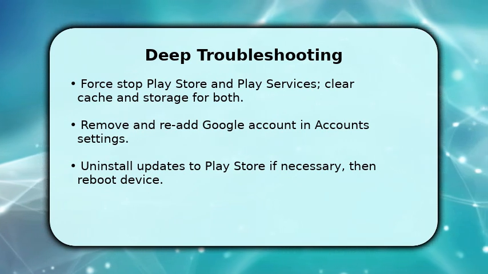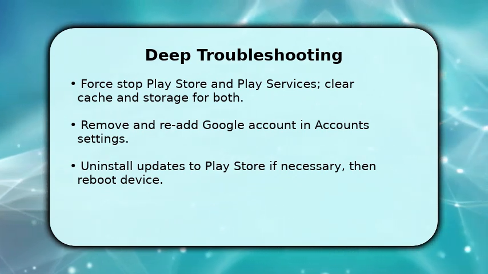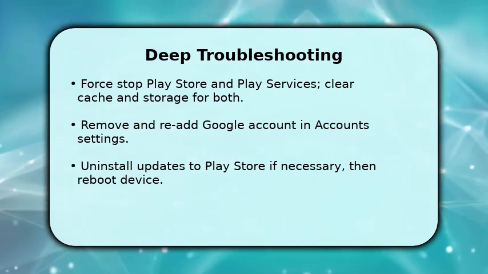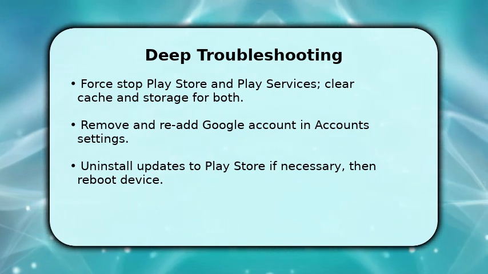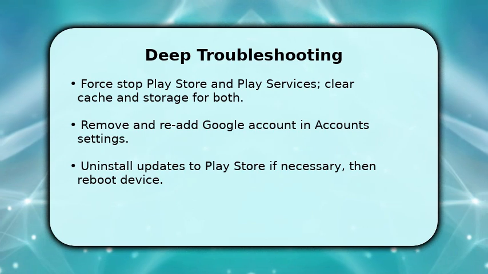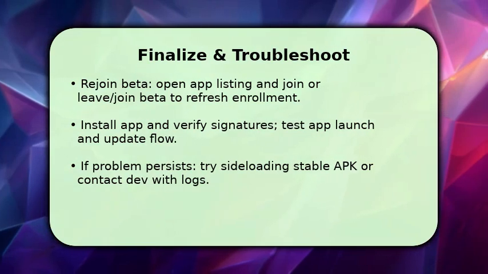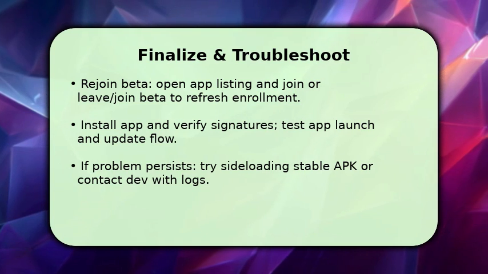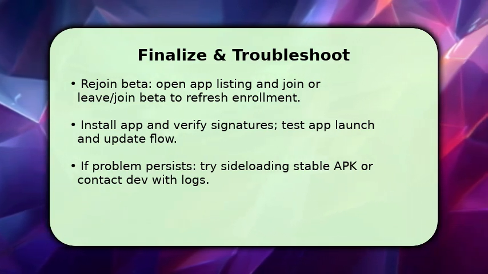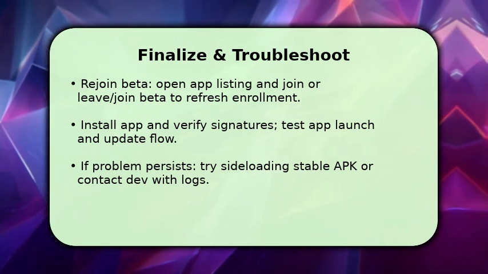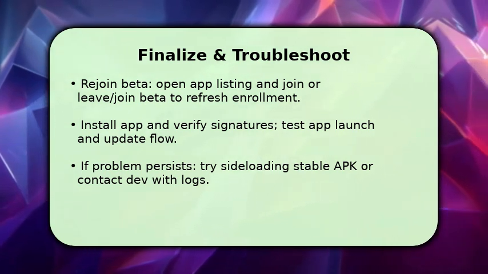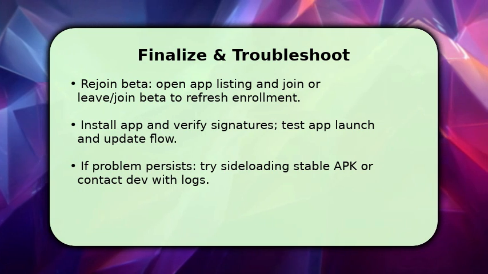If the Play Store still misbehaves, uninstall Play Store updates to restore a stable base version, then reboot the device to let services reinitialize cleanly. Finally, rejoin the beta from the app's Play Store listing. If already enrolled, leave then rejoin to force a server-side refresh. Install or update the beta and verify the app launches and updates normally. Make sure Play confirms the correct signing certificate.